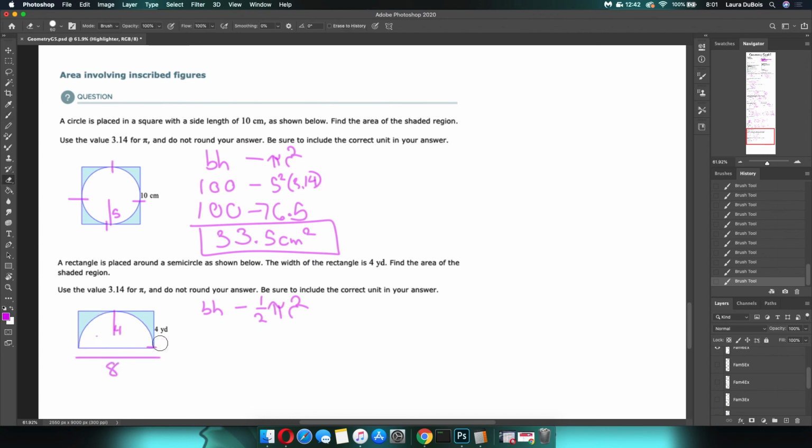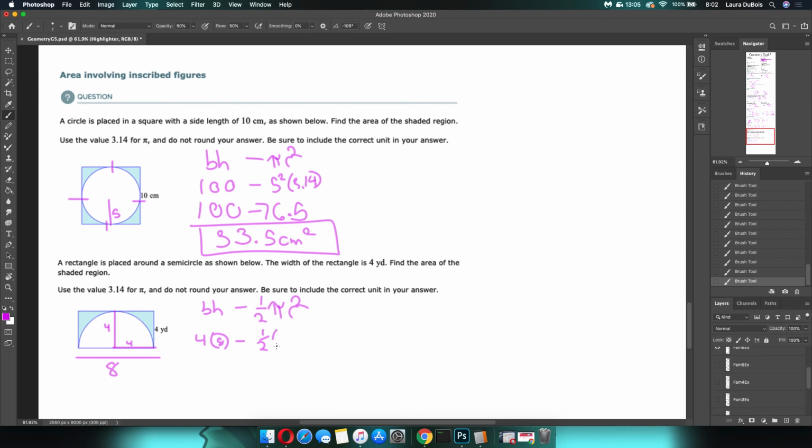Let me redo that again so it makes a little bit more sense. Here's the thing. From here to here, that is a radius, right? That's the whole point. The radius is 4. Diameter is twice the radius. So if this is 4, then this is 4. So 4 doubled, the length is going to be 8. So 4 times 8 is 32 minus 1/2.